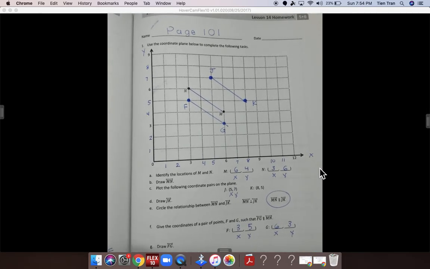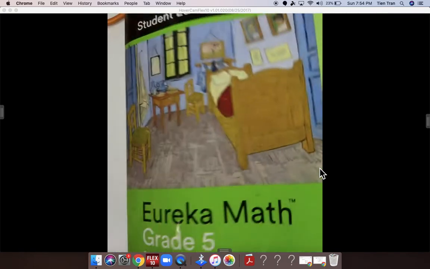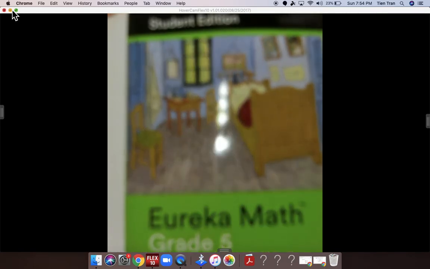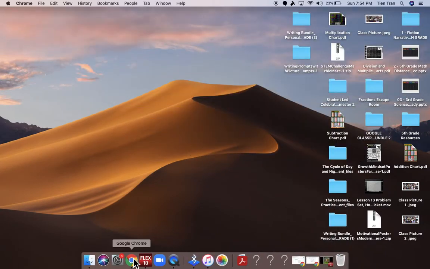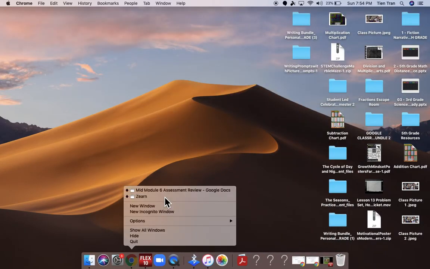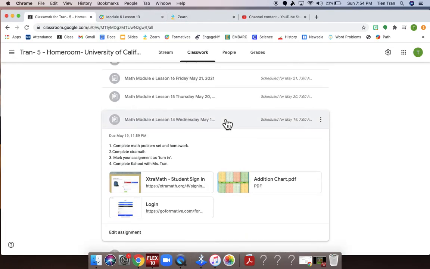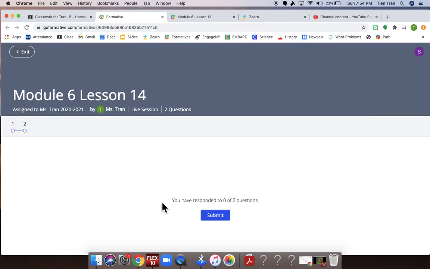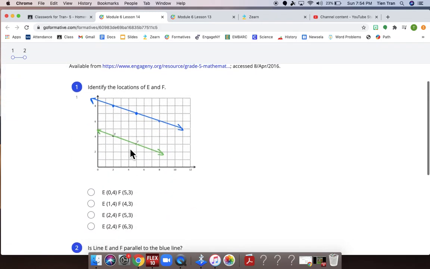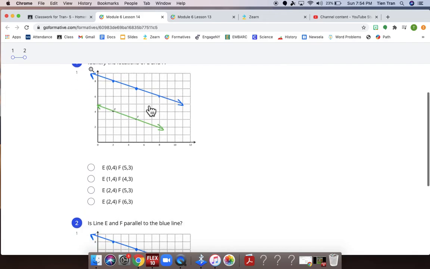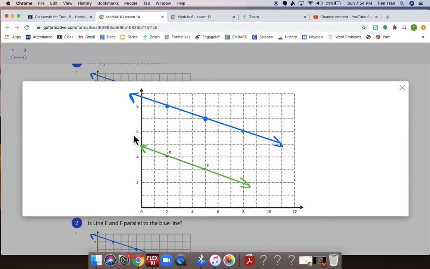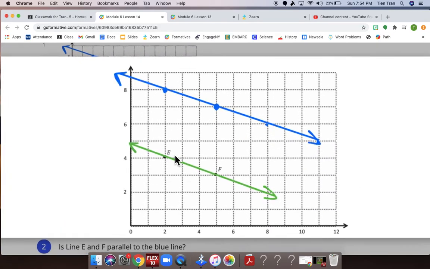Okay, so now we're going to move on to our exit ticket. So I'm going to make this smaller and we're going to jump to the exit ticket right here. And for our exit ticket, we have lesson number 14, and make sure you are pulling out your Chromebooks and logging in. For number 1, it asks you to identify the locations of E and F. So if you click on the picture, it's going to make the picture bigger for you, and you can really see what it says for E and F.